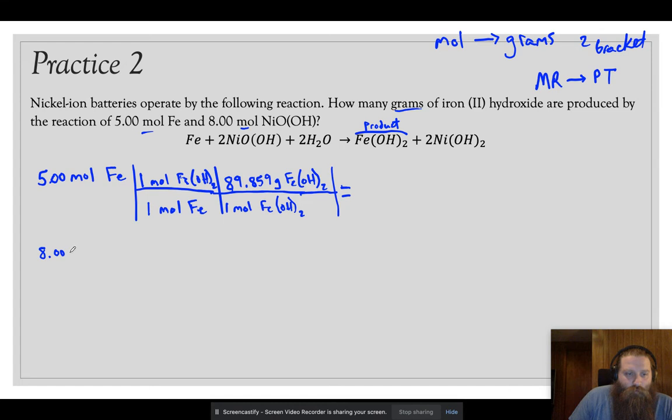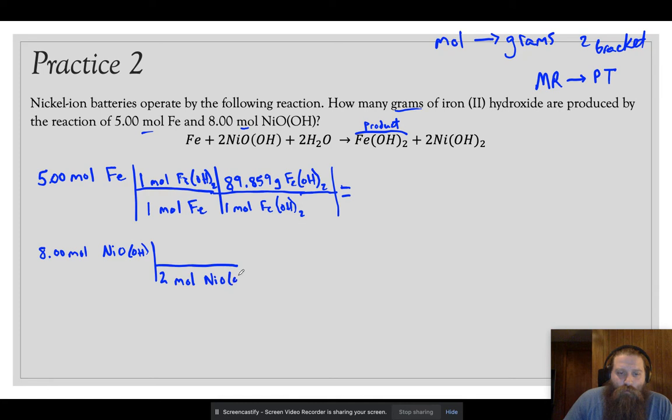So 8.00 moles of our nickel compound, NiOOH. Now, hopefully, you can already tell just by looking at the mole ratio which one is going to limit. And we'll talk about that more in just a second. But let's write it out anyway. Our second one is the same bracket as above, right? We want to compare apples to apples. So we need like terms.